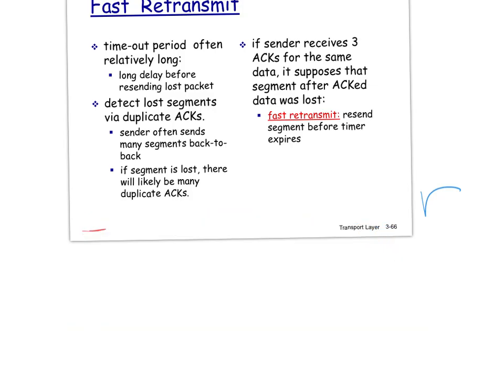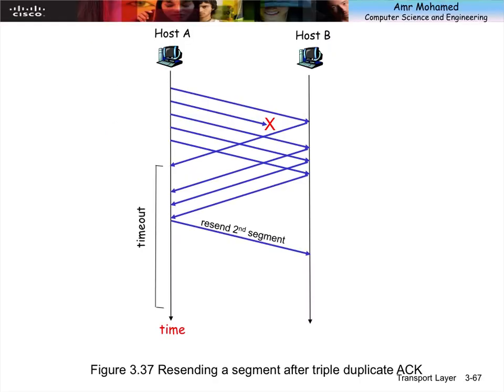So this is what we refer to as fast retransmission. So resend the segment without having to wait for the timeout. This is indicated by 3 duplicate acks. Okay. Is that clear? This illustrates that scenario. So here, remember, I will advance the send base and restart the timer. That's what the sender does.